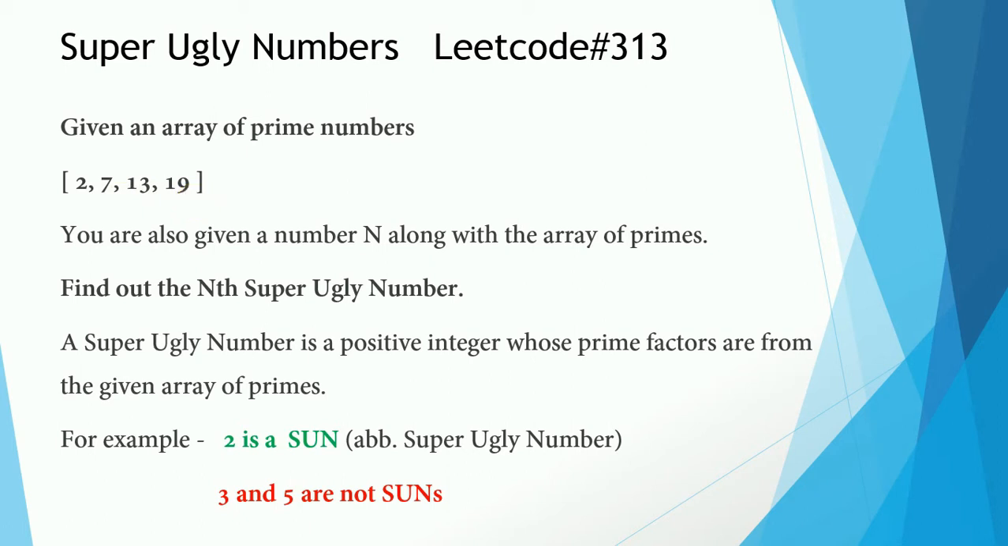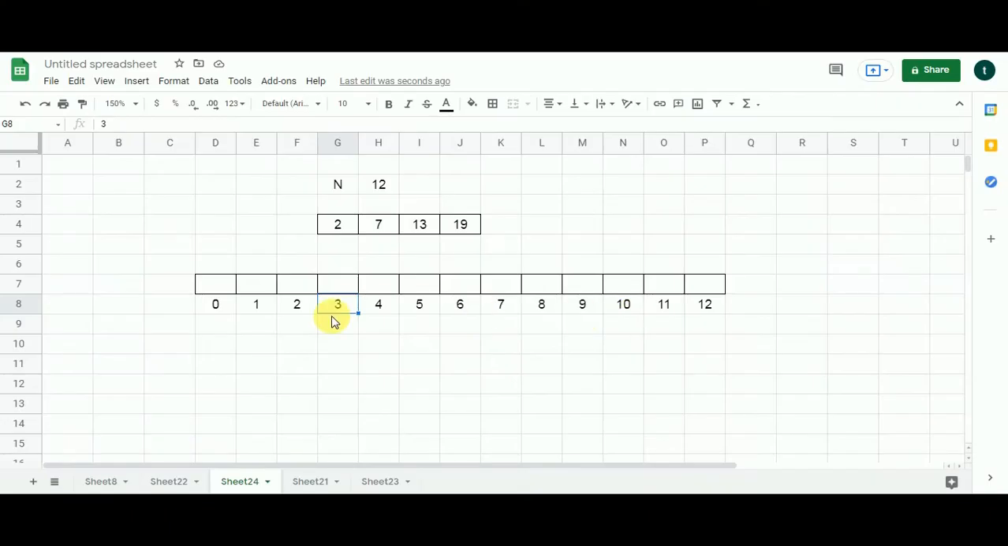Now let's start solving this problem using the classic dynamic programming approach. I have placed the array of primes here. N for us is 12, and so beneath this array I have created another array of n plus 1 integers which will give us the final 12th super ugly number.